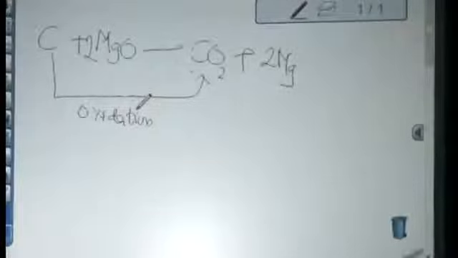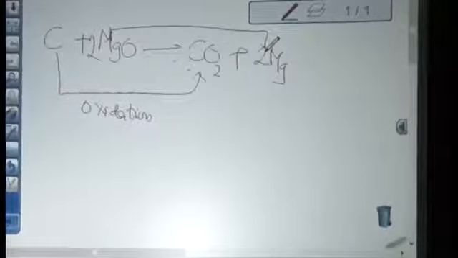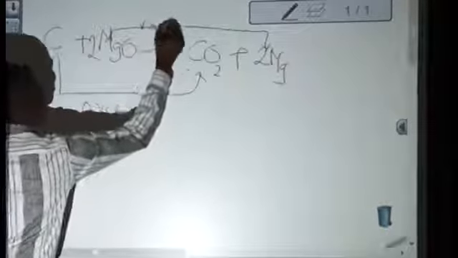Then we have magnesium oxide coming to magnesium. If you look at this process, oxygen has been removed from magnesium oxide. That is why we have magnesium. Then we say this one is reduction. Remember we said oxidation reduction is a complementary reaction. In this type of reaction, we could say that both oxidation and reduction occur in this reaction.